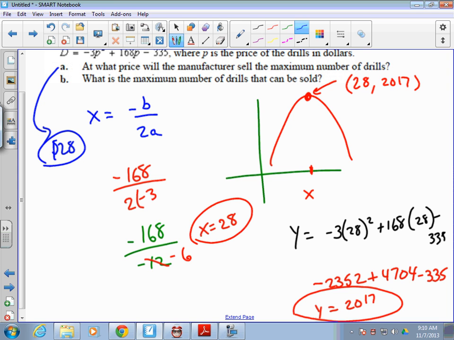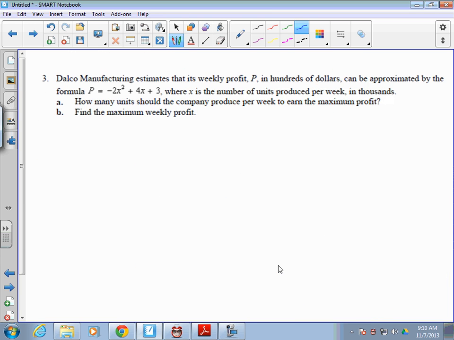It's at the very top of there. Y's value is not getting any higher. That's the maximum. So that maximum value for B is 2017. So just by finding the vertex, you found the answer to both of those questions, $28 and 2017.